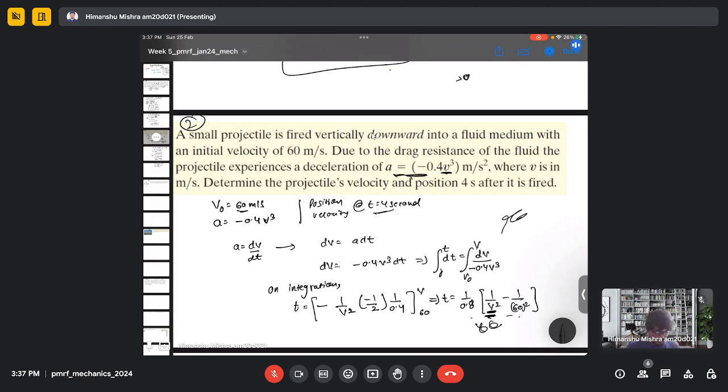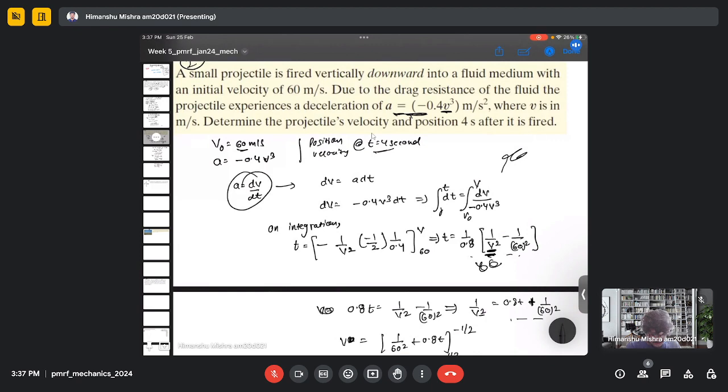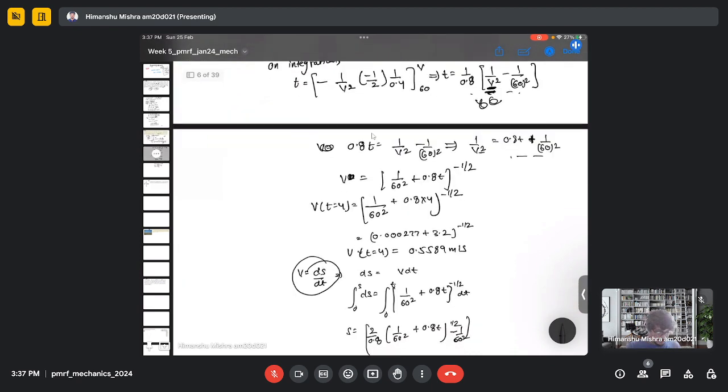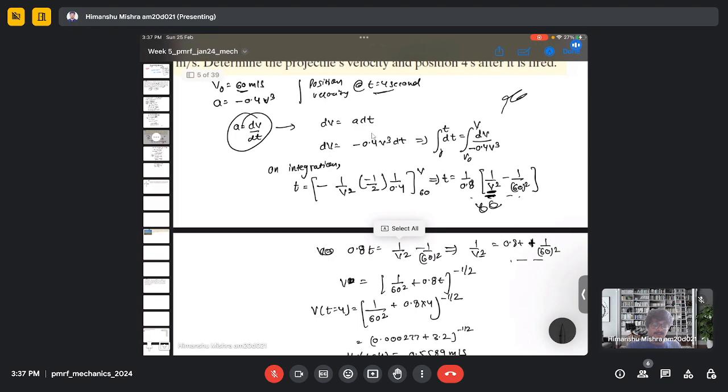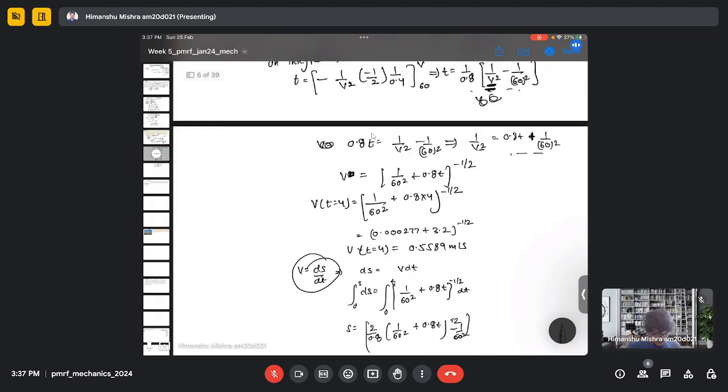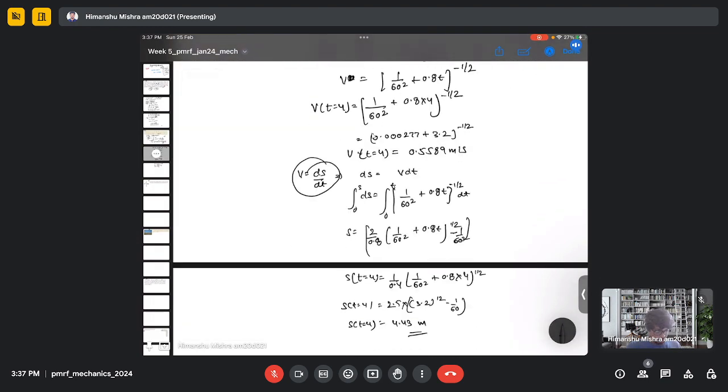So again we use the similar equation and both times we integrate to calculate the velocity as well as the position for a specific time.